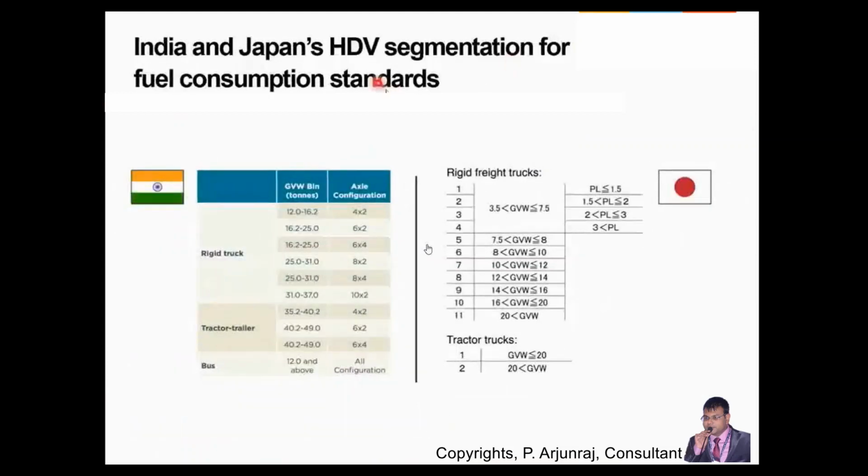So this is the heavy duty vehicle segmentation for fuel consumption standards for India and Japan. So it's for the three applications we are going to see here. First one is going to be for a rigid truck, second one for a tractor trailer, and third one for a bus, where it has been categorized based on the gross vehicle weight. You can see the various different weights and what is the configuration that we are going to have for an axle. Okay, even that is also mentioned as a part of the standard for rigid truck, tractor trailer, and also for a bus.